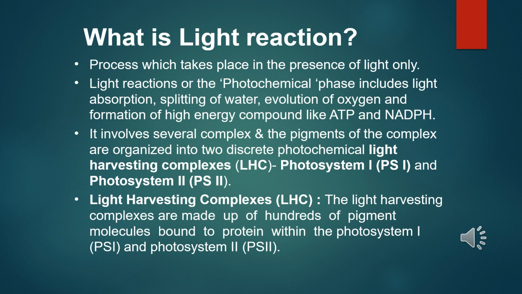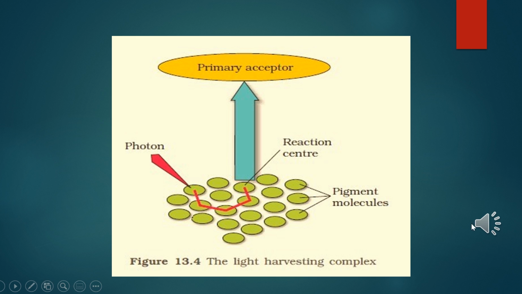Light harvesting complexes. The light harvesting complexes are made up of hundreds of pigment molecules bound to protein within photosystem 1 and photosystem 2. Each photosystem has all the pigments except one molecule of chlorophyll a, which forms a light harvesting system, also called antennae. These pigments help to make photosynthesis more efficient by absorbing different wavelengths of light. The single chlorophyll a molecule forms the reaction center.